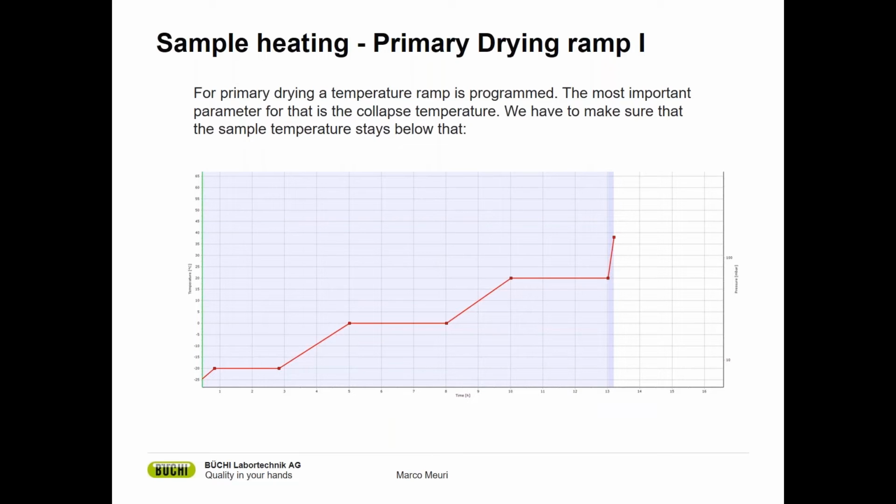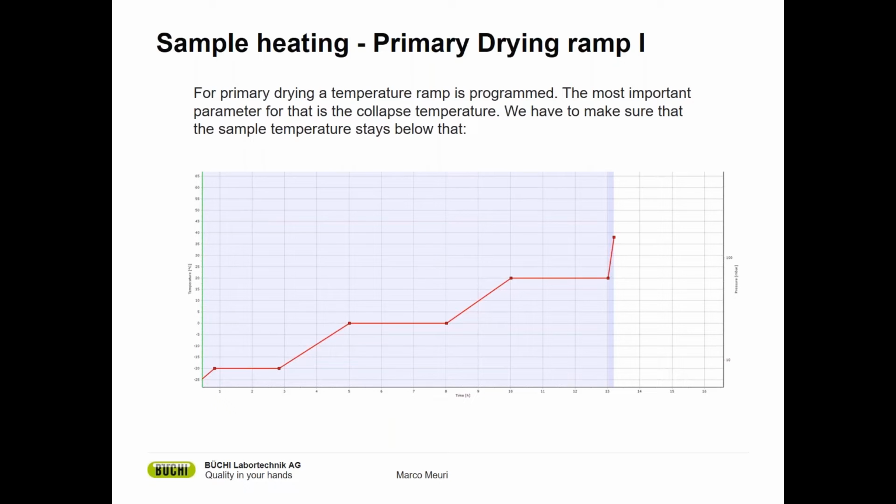The collapse temperature is basically nothing else than the temperature where the sample is starting to partly melt. And it's important that you understand that this is not the freezing point of the sample. It is lower than the freezing point. For crystalline samples, it's typically about 20 degrees lower than the freezing point. And for amorphous samples, it's even lower. We don't want to reach this point because when the sample will start to partly melt, our nice freeze drying cake will kind of collapse.